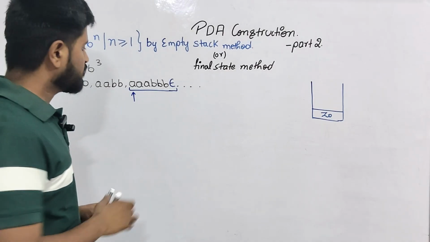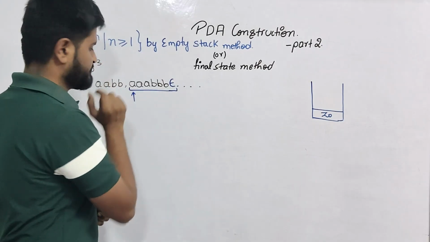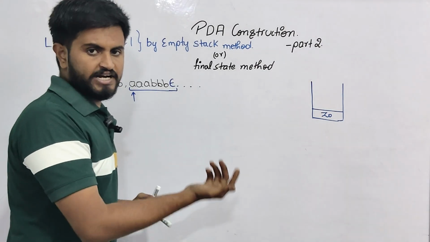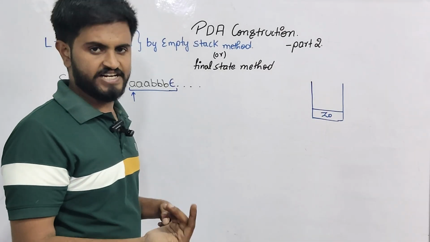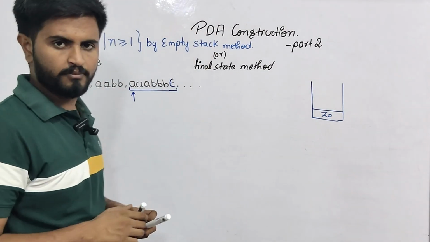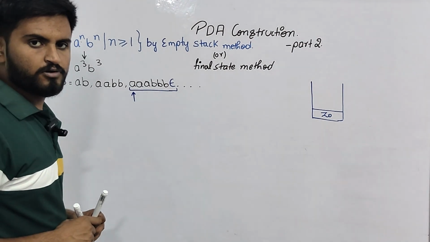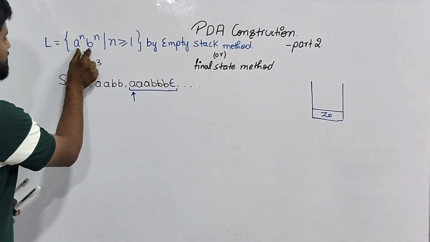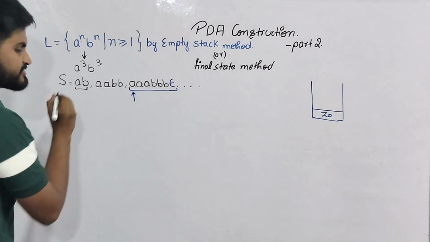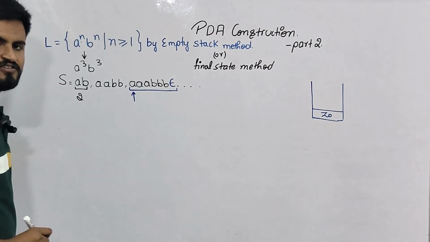Now if we consider this stack and start traversing from the first element, that is the small letter a, we must write the transition for each and every element. To write the transitions, we need the states. How many states are required to solve this PDA problem? Here the language given is a power n, b power n. The smallest possible string we produced was a, b, so its length is 2.